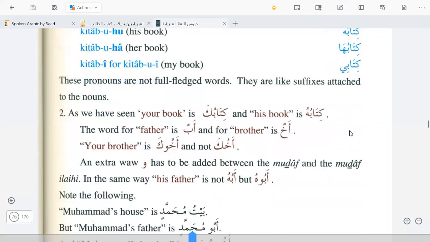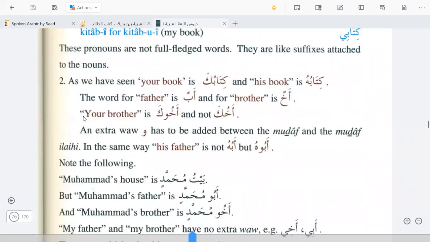These pronouns are not full words. They are like suffixes attached to the nouns. Point number two is, as we have seen, your book is kitabuka and his book is kitabuhu. The word for father in Arabic is abun and for brother is akhun. So your brother is akhuka with waw. Okay, dear?